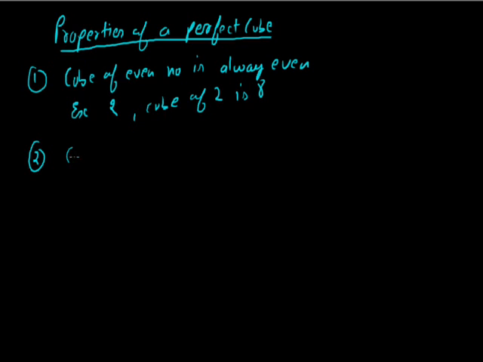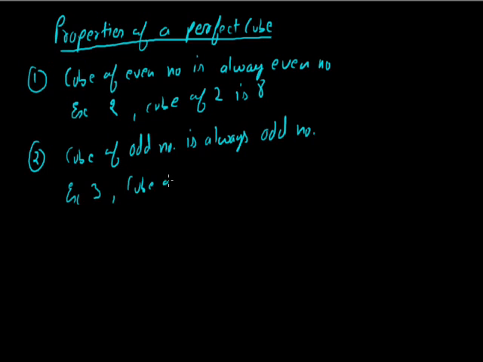Next property. The cube of an odd number is always an odd number. Example, 3 and the cube of 3 is 27. So 3 is an odd number and its cube, that is 27, is also an odd number.